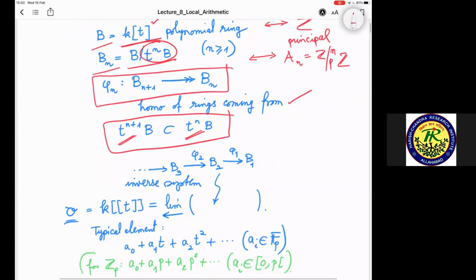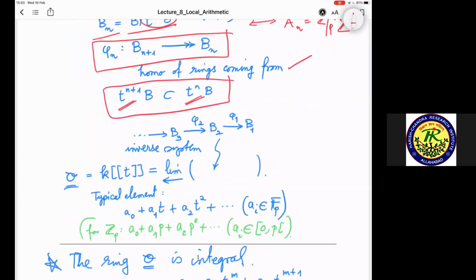Okay, so actually what we have is a whole inverse system here. You have B1, then a map phi1 from B2 to B1, then a map phi2 from B3 to B2, and so on, right? It's an inverse system of rings, right?